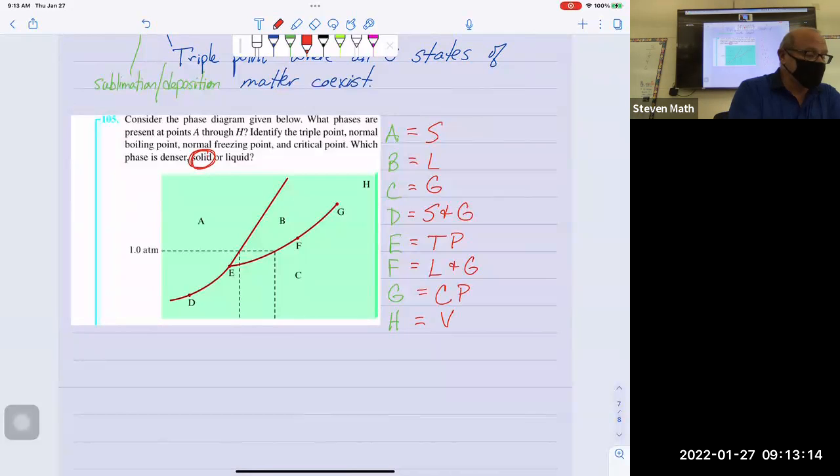So, I leave it in here. This is problem 105, kids, out of your book. So if you just want to jot down practice problem 105, that's a pretty good one.